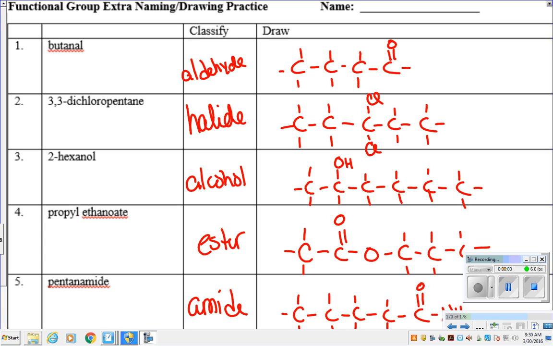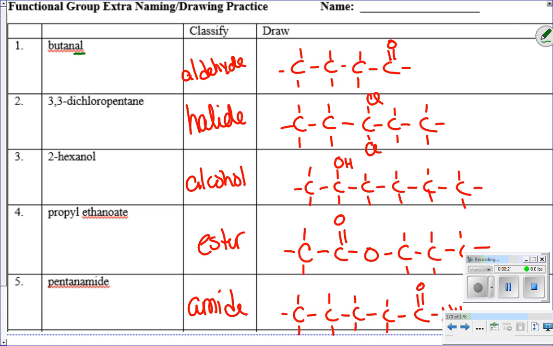These are explanations on the answers and the functional group extra naming and drawing practice. You're also identifying in this homework. I'm going to start by showing you the identifications for 1 through 5 and walk you through drawing them. Fast forward through what you already know.